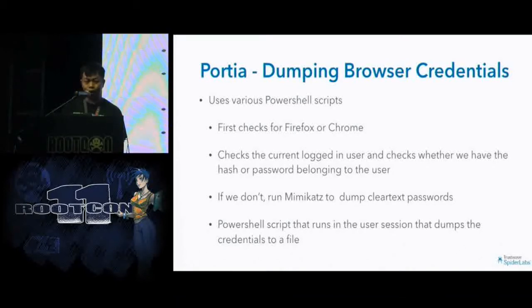So first it checks whether you are running Firefox or Chrome and whether the process is running. It checks what the currently logged on user is, because for this to work you need to run a task in the user section. Then it checks whether we have a user password or hash belonging to the user. If we don't, then we can run Mimikatz to dump credentials and try to find a matching account, so that we can run a PowerShell script in the user section to dump the credentials to a file. This is because of some protection in place in Chrome and Firefox that allows you to access the password only when you are logged on as that user.